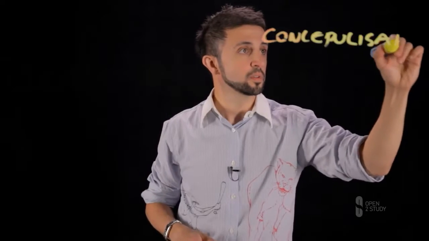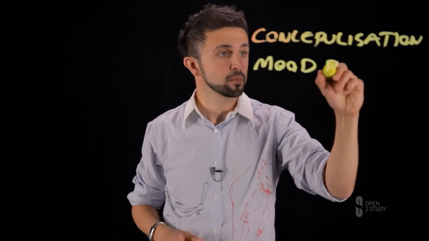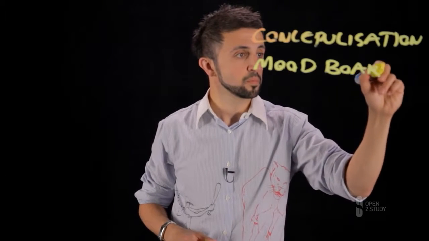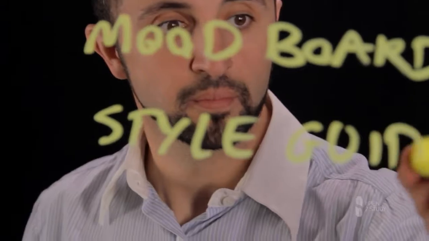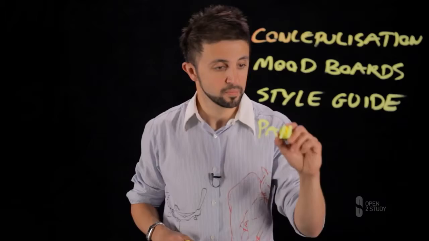Now let's talk some techniques. One of the techniques is conceptualization. Another one is mood boards. One of the other artifacts that often get produced in the visual design phase is a style guide and also pattern libraries.